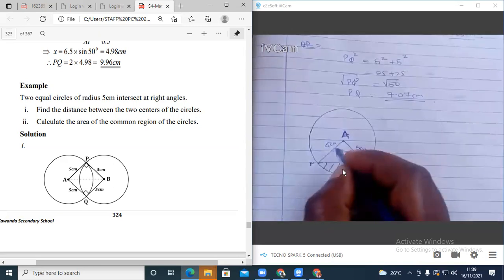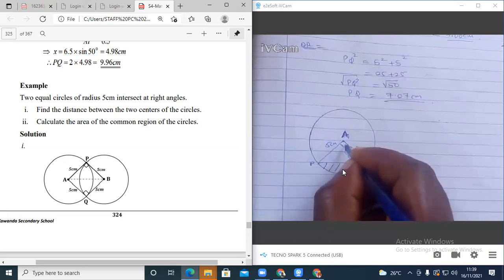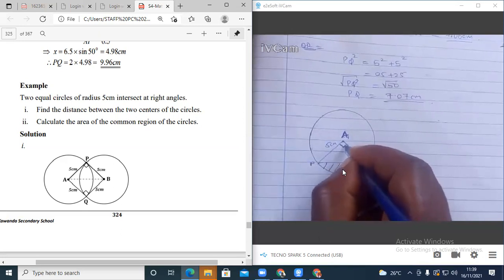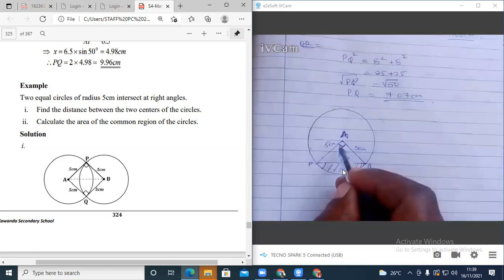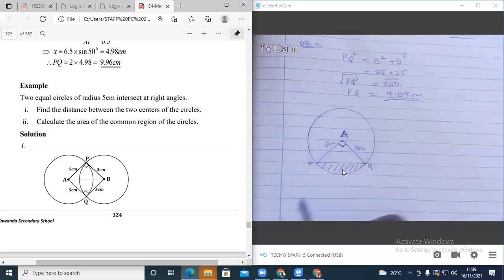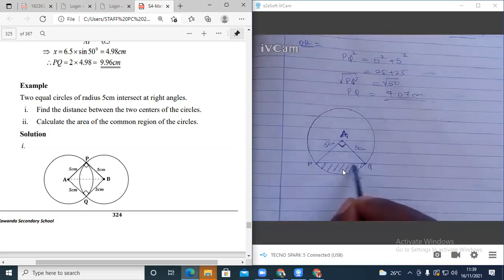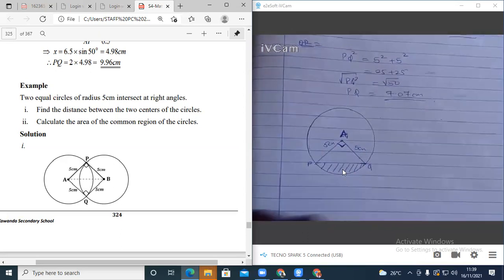You have to know the angle which is here. We said that it was 90 degrees. So I have to find the area of the whole sector, then minus the area of the triangle. I don't know whether I remember that. Do you remember that?